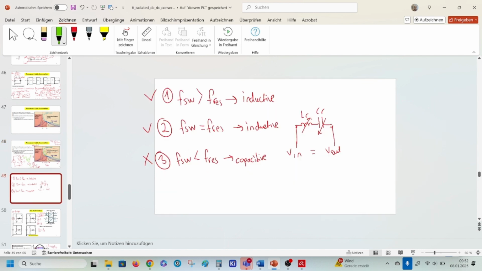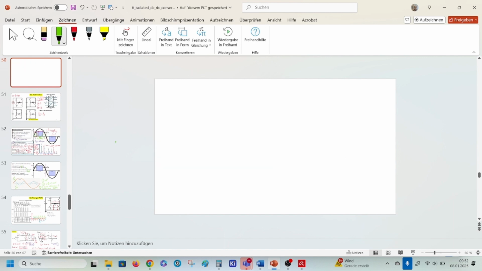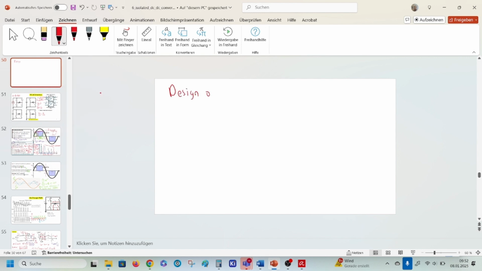And if we want to make a design, for example, design of, aim is again we transfer our power from high voltage to low voltage, buck converter.